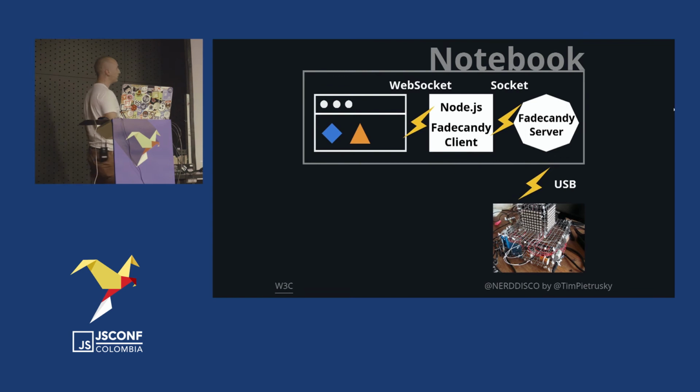So what we did here, we closed the gap between the browser and our server with a WebSocket connection, which calculates the colors from the canvas in a big array and sends it over WebSocket to the Fade Candy client, which sends it to the Fade Candy server over USB to the noob one.